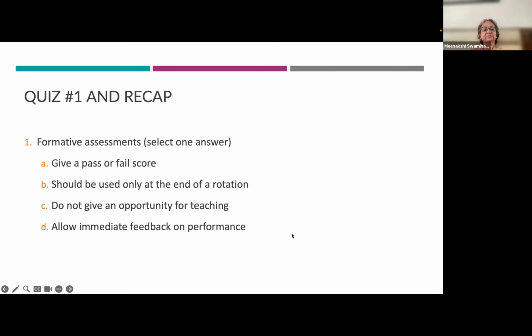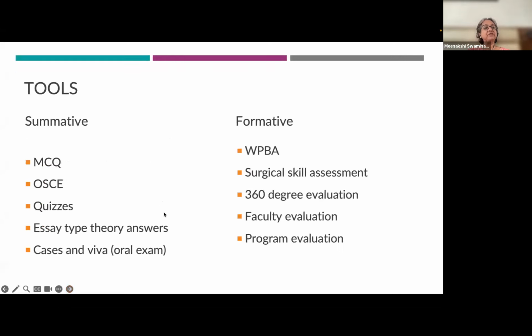Okay. So the most chosen answer is the last one. Allow immediate feedback on performance. Fantastic. Yes. And one more was, do not give an opportunity for teaching. Well, that's precisely what the formative assessment does, which is in the form of the immediate feedback is actually a form of teaching. So yes, it does give opportunity for teaching. Okay, we move on and we'll complete the talk.